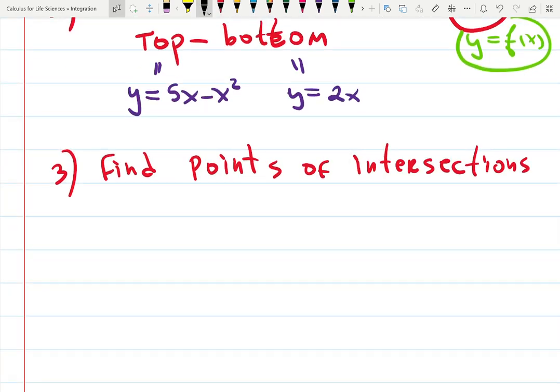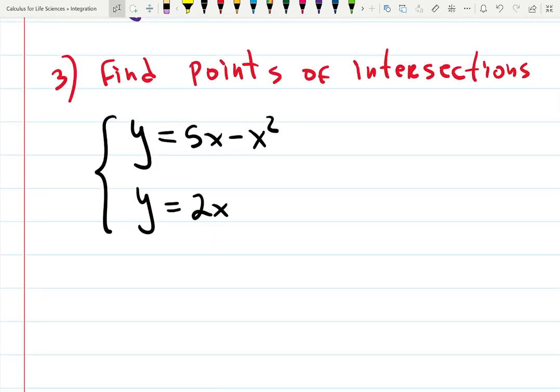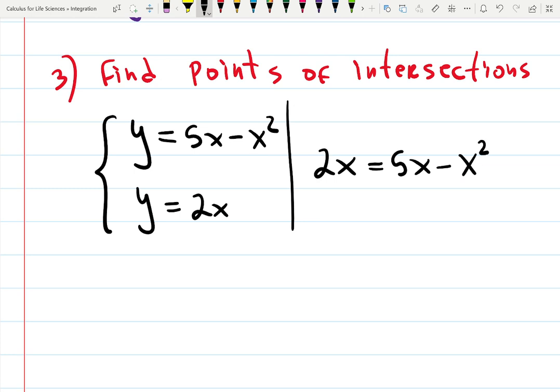That means you need to put those functions into the system: 5x minus x squared and 2x. This is a system that gives you points of intersection. Left-hand sides are equal, so right-hand sides should be equal as well. 2x equals 5x minus x squared. This is what we teach in algebra classes. Move everything to one side. It's a quadratic equation. Don't divide by x. Never do that.